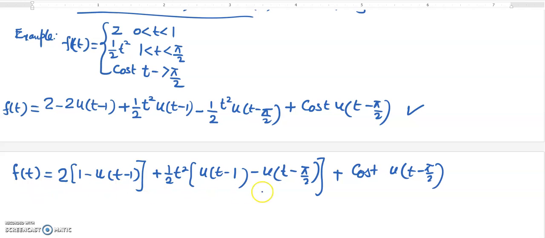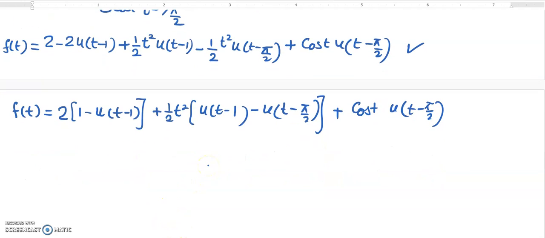So this type of format will also give you a hint how to write the function. What you can do is take the first function and then take 1 minus the first unit step function. Then the second component, first unit step function minus the second unit step function, and then the remaining one. Okay, so in this way you can also write the function in terms of unit step functions.